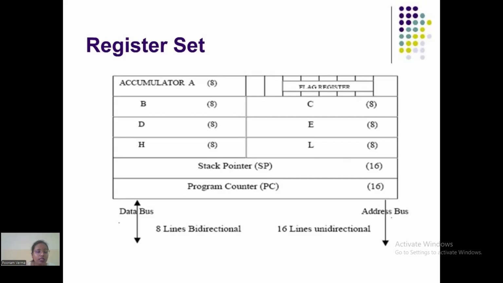If we use these general purpose registers in groups, we can store 16-bit data also, like group 1 B, C, group 2 D, E, group 3 H and L. When we use these general purpose registers in pairs, we can store 16-bit data. We will further discuss each register one by one.